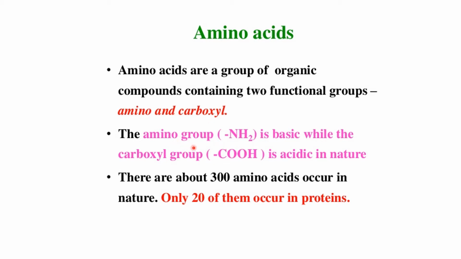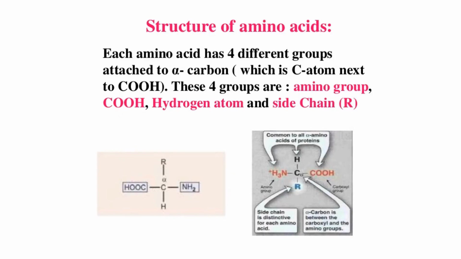The amino group is NH2 and the carboxyl group is COOH. Because of the presence of the amino group it is basic, and because of the presence of COOH it is acidic in nature. So it can be both basic as well as acidic. As already discussed, there are a total of 300 amino acids, amongst which 20 occur in proteins.